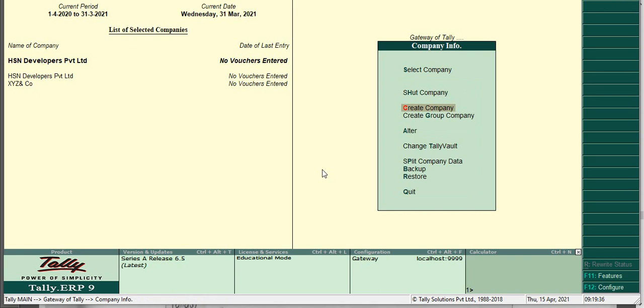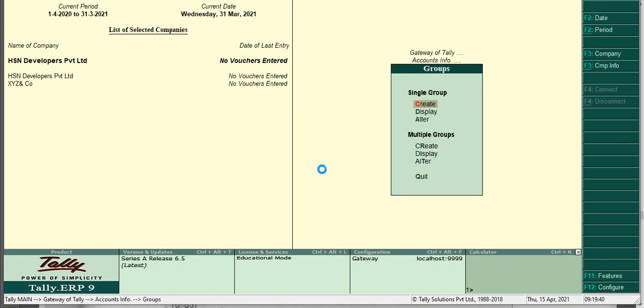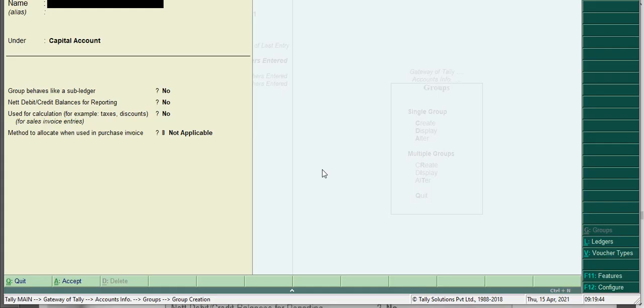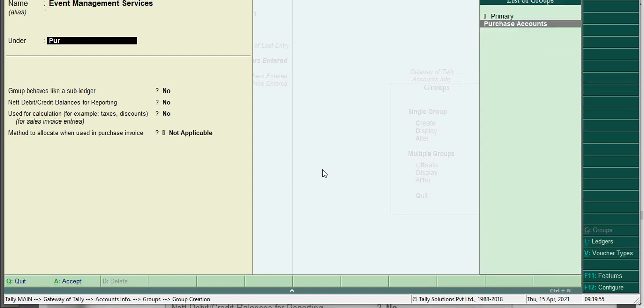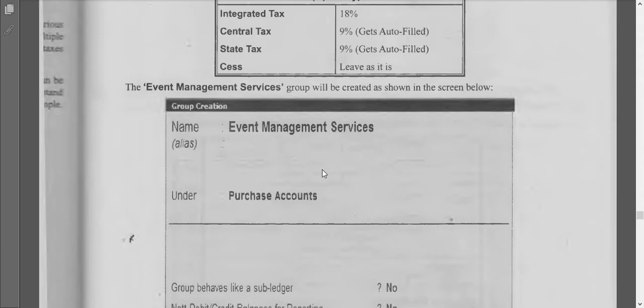Escape. I am going back to accounts info, groups, create. So what is the group we have to create? Event management services, under purchases. It is applicable.